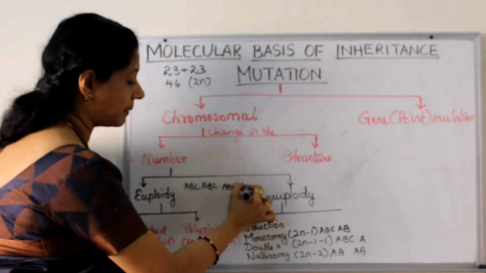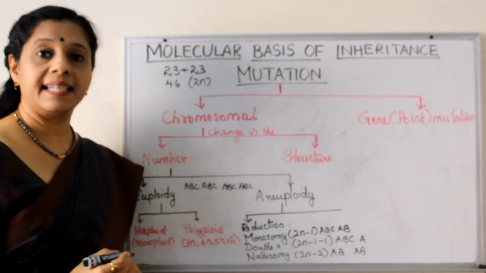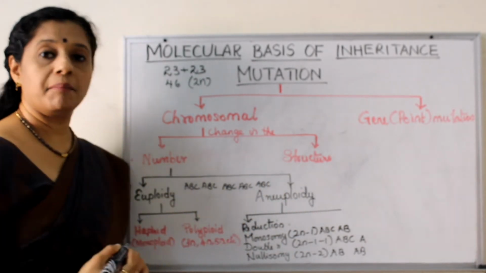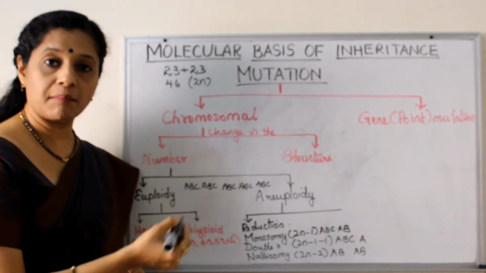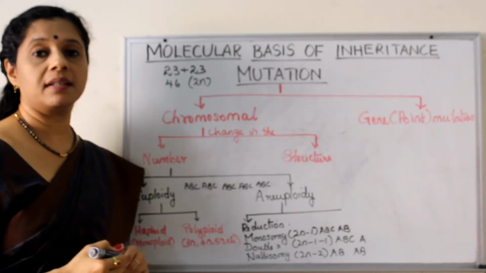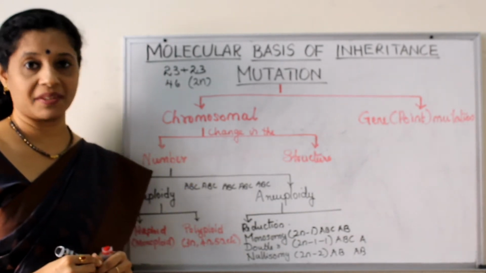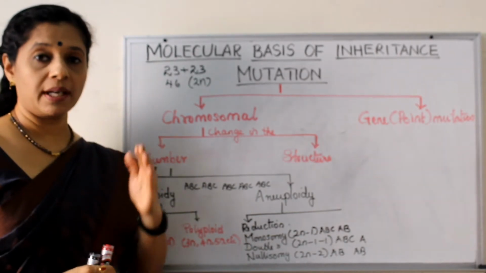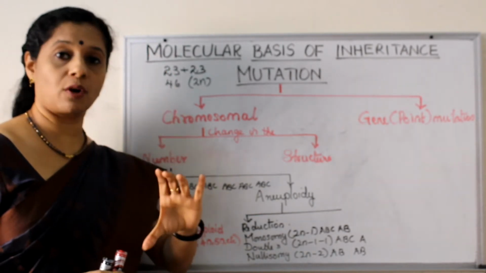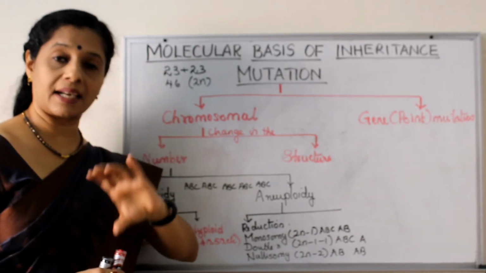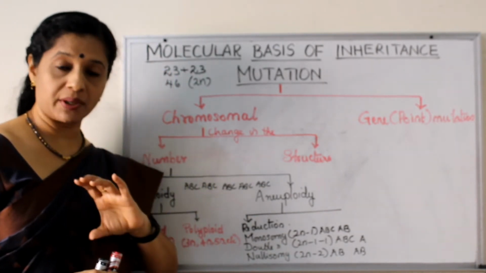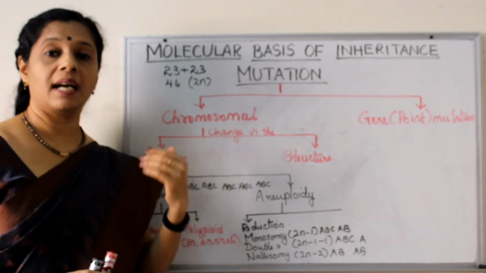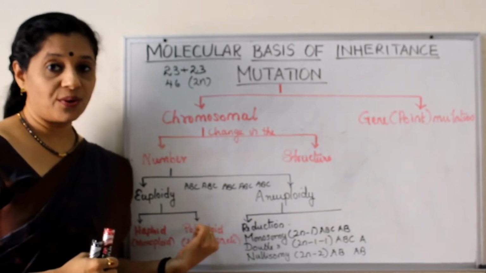If it is again repeating, then it becomes tetraploid. One more time, it becomes pentaploid, then hexaploid, septaploid. It goes on like that. Okay. So that's about the change in the number. If the whole set of chromosomes is less than the actual diploid number, it is haploid condition. If it is more than the diploid condition, it is polyploid, and depending on the number, the names also vary.